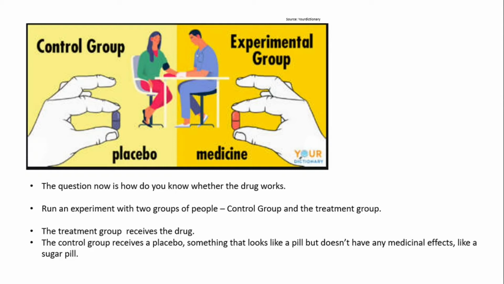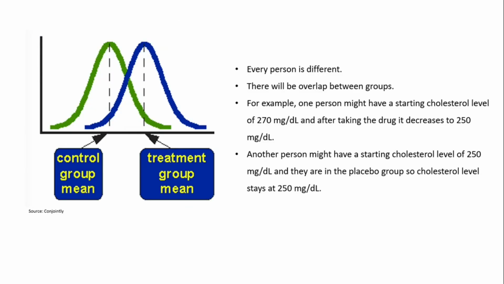To know this, you have to run an experiment, and your experiment will have two groups of people: the control group and the treatment group. The treatment group would receive your drug and the control group would receive a placebo. A placebo is something that looks like a pill but doesn't have any medicinal effect, like a sugar pill. After the people in your experiment have taken the drug, and after an appropriate amount of time, you will measure the cholesterol level of each group and compare the outcome.